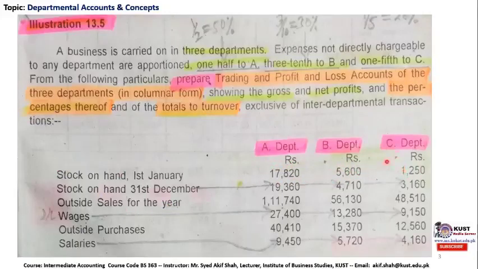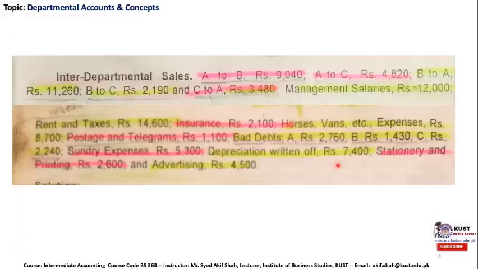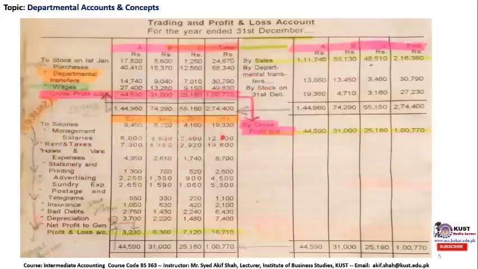Similarly, let's move ahead in the solution. The purchases data for Department A, B and C. So we can go back. These were the outside purchases of 40,000, 15,000 and 12,000. We can simply pick up this data and plug it into the trading and profit and loss account. Here we have done the same, 40, 15 and 12, and then we have summed up all three department purchases. It comes to 68,340.